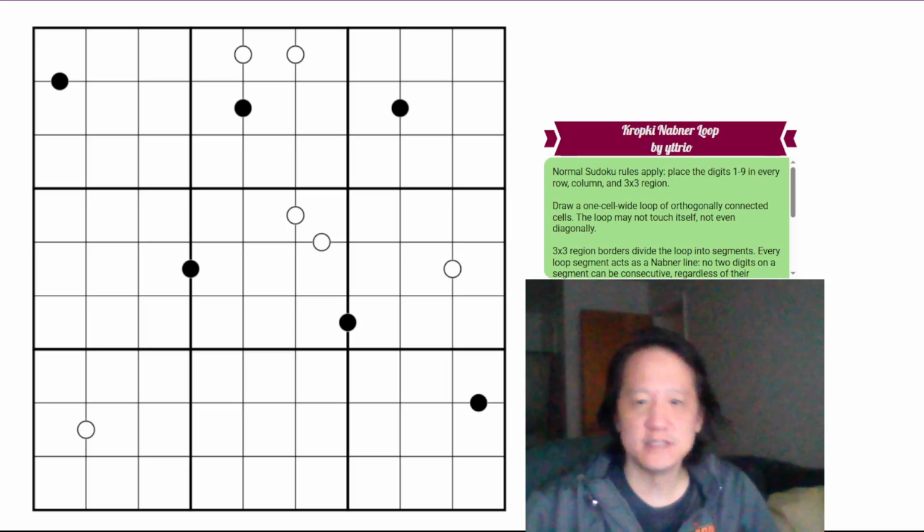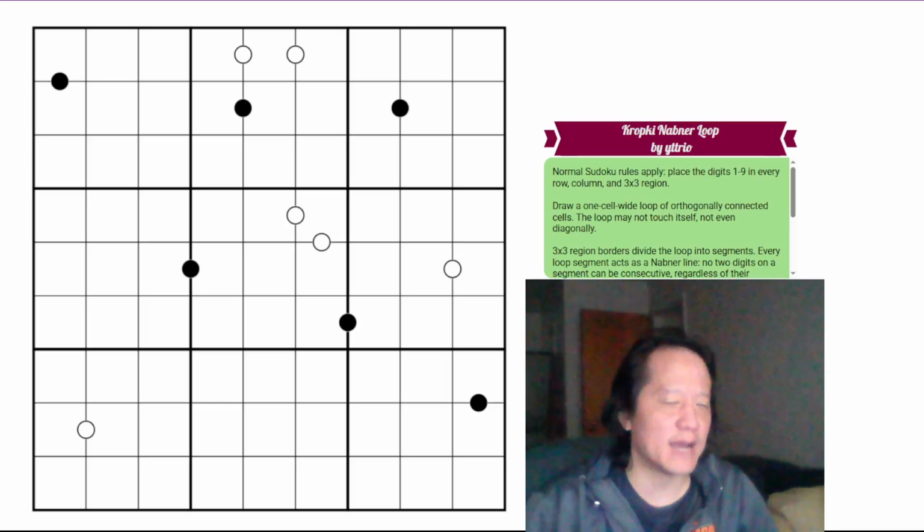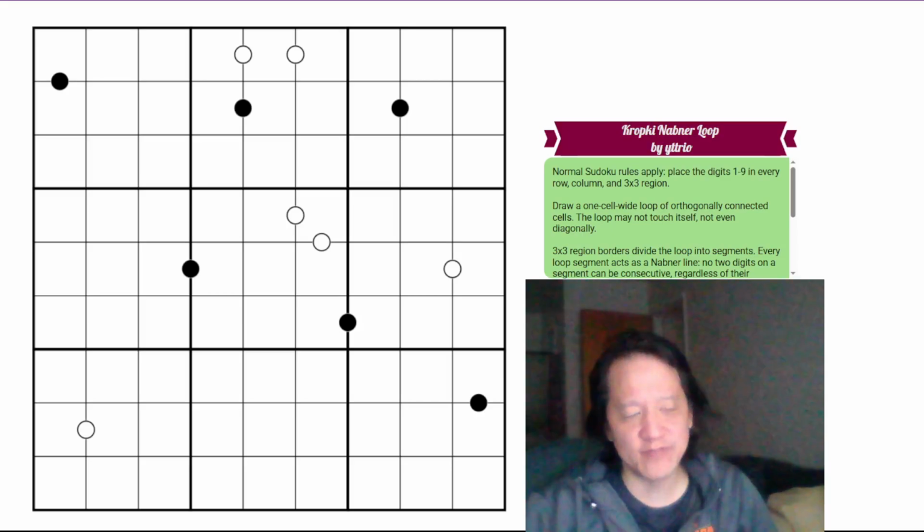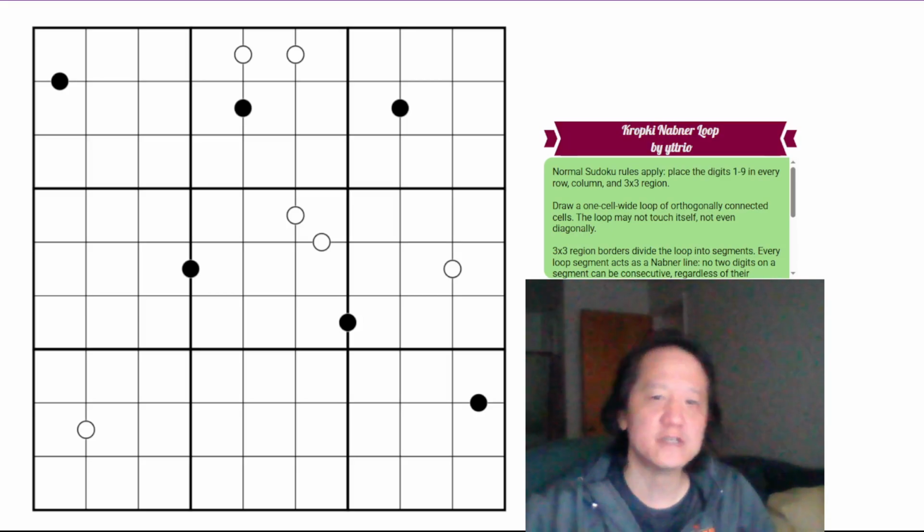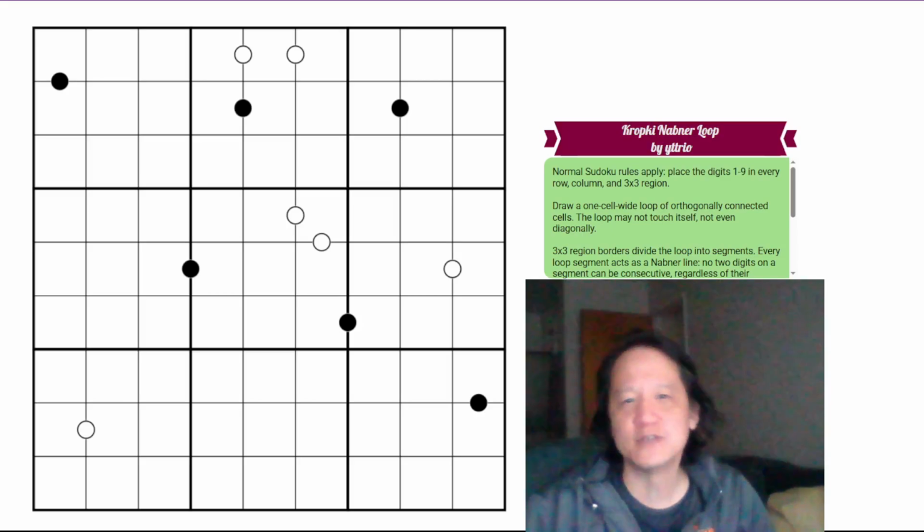And take that easiness with a grain of salt, especially for this one. This is a Kropki Nabner loop. So loops can be fairly difficult, but obviously this probably is on the easier level. So take that easiness with a grain of salt because it's considered easy by the people on the Logic Masters Germany forum, and there's a lot of really smart people there.